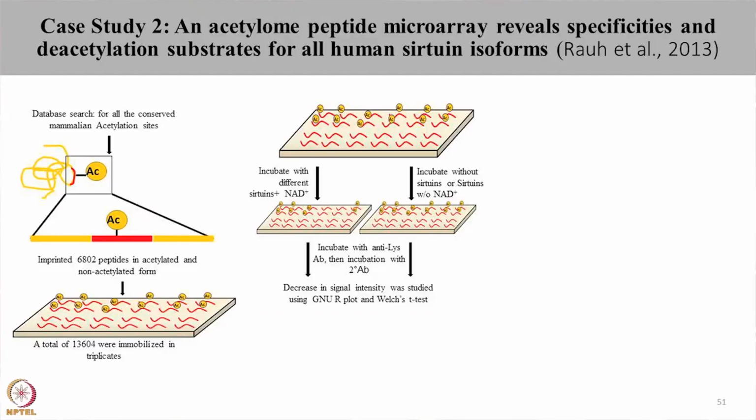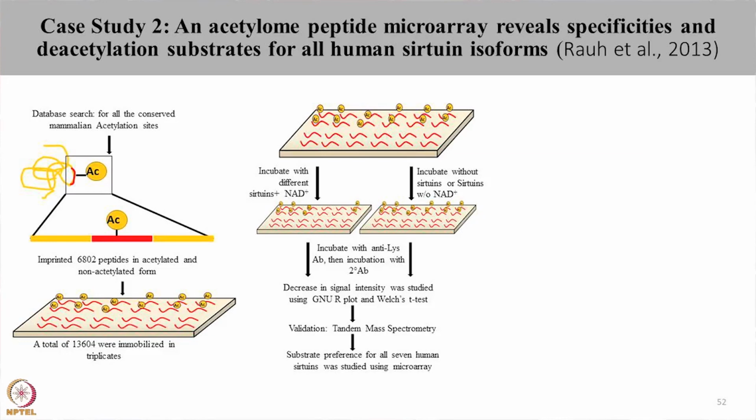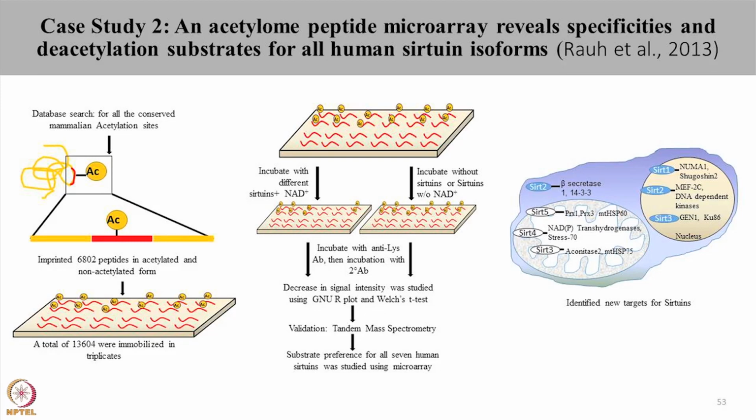These peptide arrays were further probed with primary and secondary antibody to look for the change in the level of acetylation upon incubation with sirtuins. The decrease in the signal intensity of acetylation was further calculated using Welch's t-test. These acetylation patterns were also validated using mass spectrometry, and this study resulted in identification of substrate preferences for different sirtuin isoforms. Further, this study ended up in identification of new targets for sirtuins.